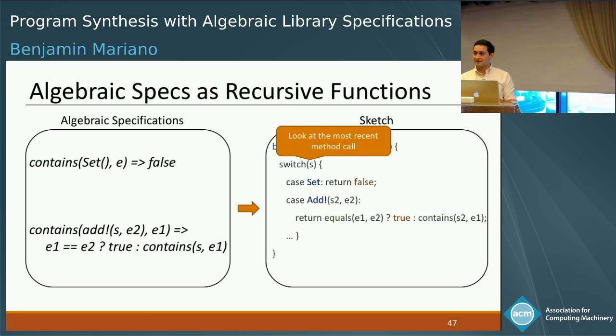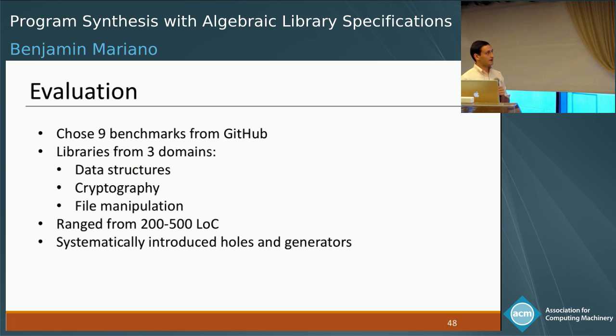OK, so that's the high level of how our system works. How did we actually evaluate it to see if it's any good? So we chose 9 benchmarks from GitHub with libraries from 3 different domains. In particular, data structures, cryptography, and file manipulation. And these range from 200 to 500 lines of code.